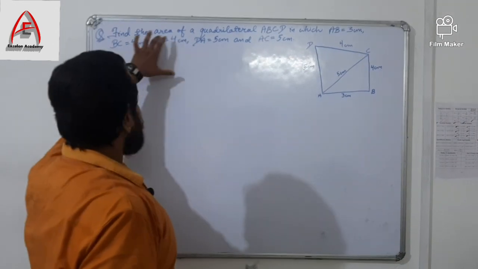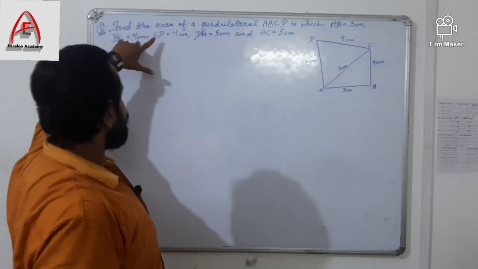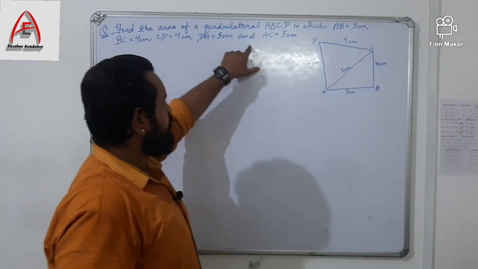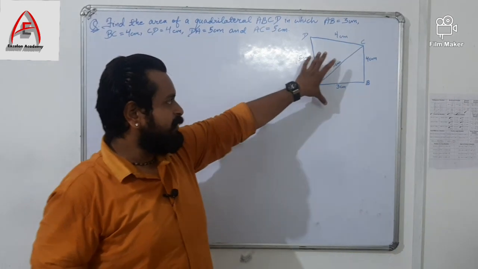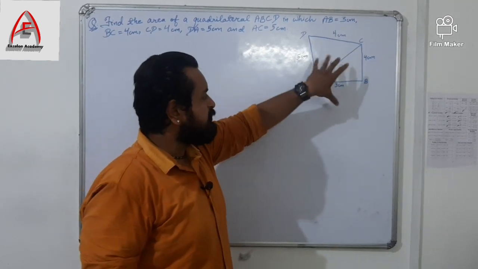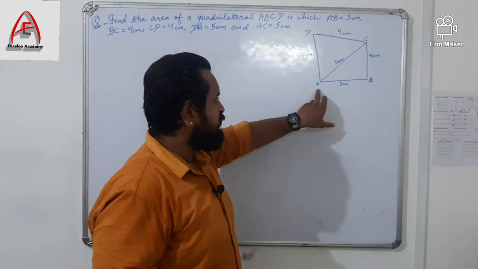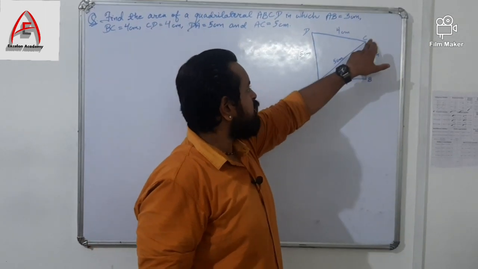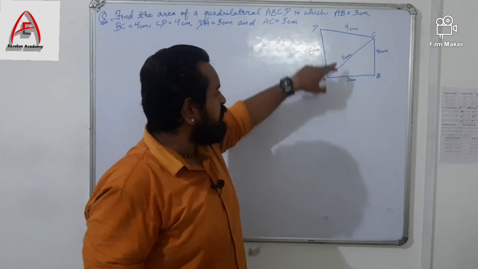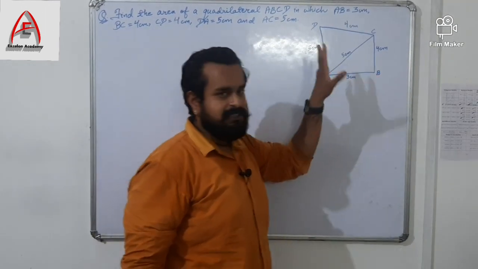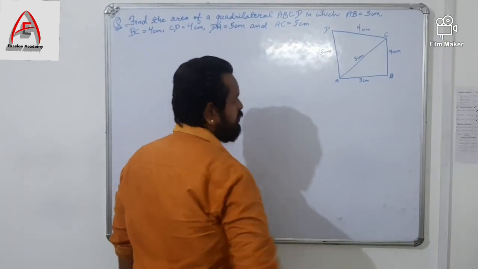See, find the area of a quadrilateral ABCD in which AB is 3, BC is 4, CD is 4, DA is 5 and AC is 5. A quadrilateral is given, so it can be any type of quadrilateral. Here is the diagram, and we have also mentioned all the sides. AB is 3, BC is 4, CD is 4, AD is 5 and diagonal AC is again 5 centimeter. We have to find the area of this whole quadrilateral.